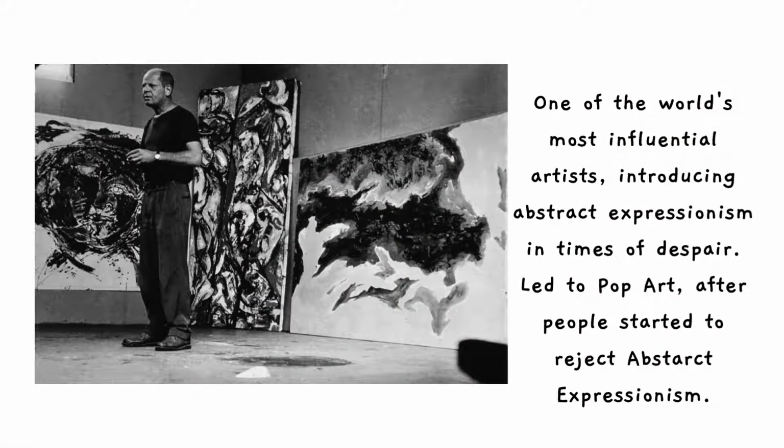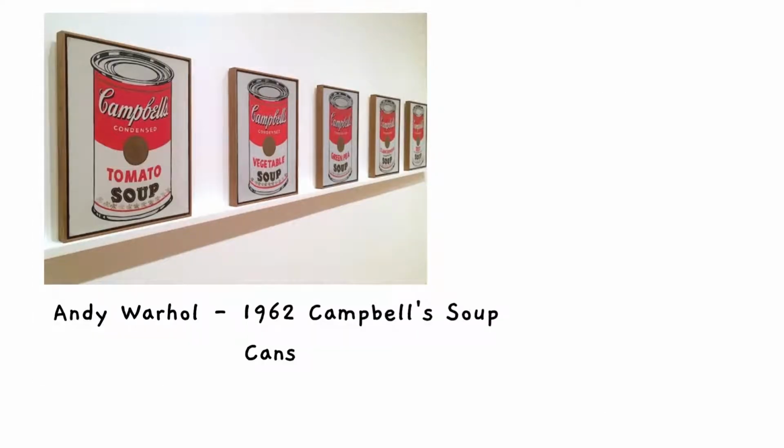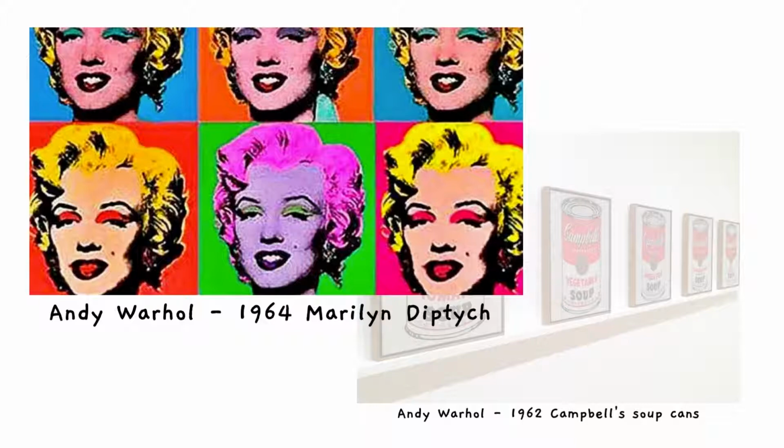Jackson Pollock was one of the most influential artists, introducing the world to abstract expressionism. The shift in art style influenced pop art, which came after various artists started rejecting abstract expressionism and instead created a style in which they drew everyday objects and expressed fluid meanings through them. This style led to famous pieces including Andy Warhol's Campbell Soup Cans and Marilyn Diptych.